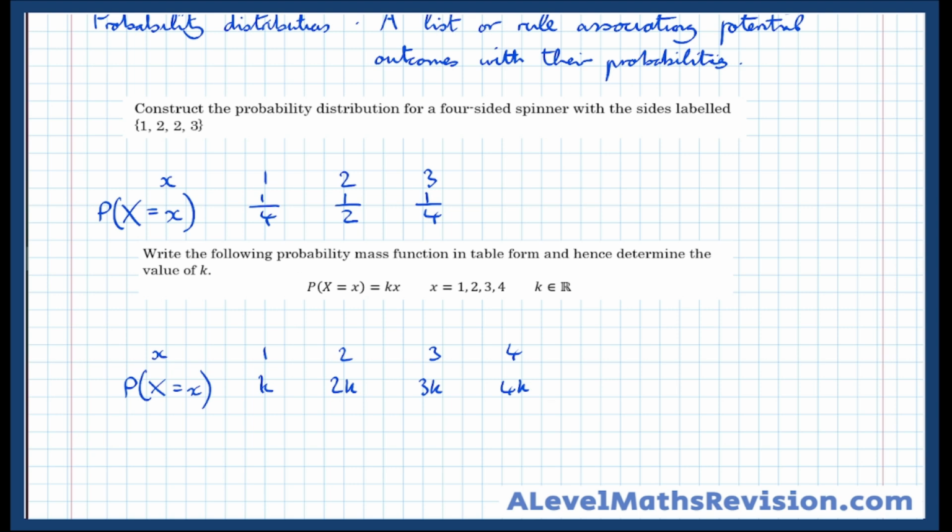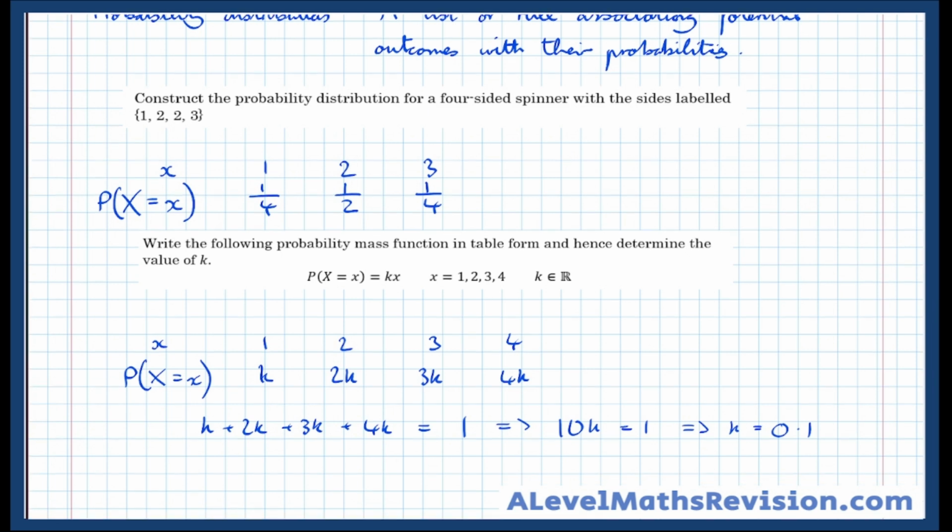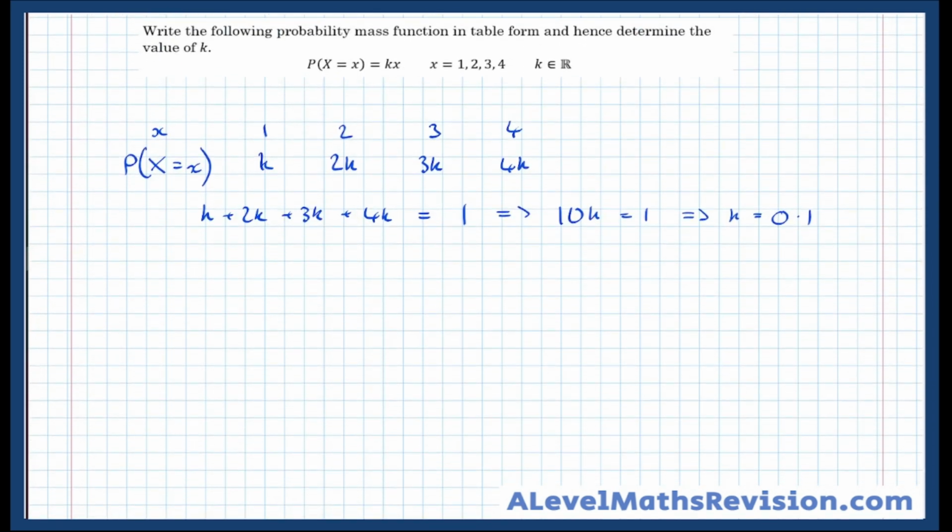Now we're going to use the fact that all probabilities add up to 1. So k plus 2k plus 3k plus 4k equals 1. That means that 10k equals 1, which means that k equals 0.1. So there's not really that much to this topic. The only place that it can get a bit tricky is when we make what are called multiple observations of a discrete random variable.